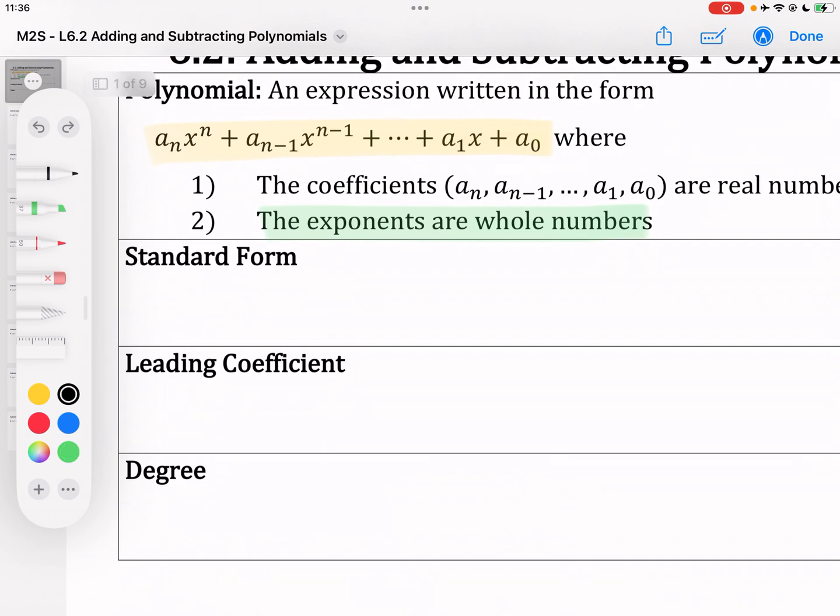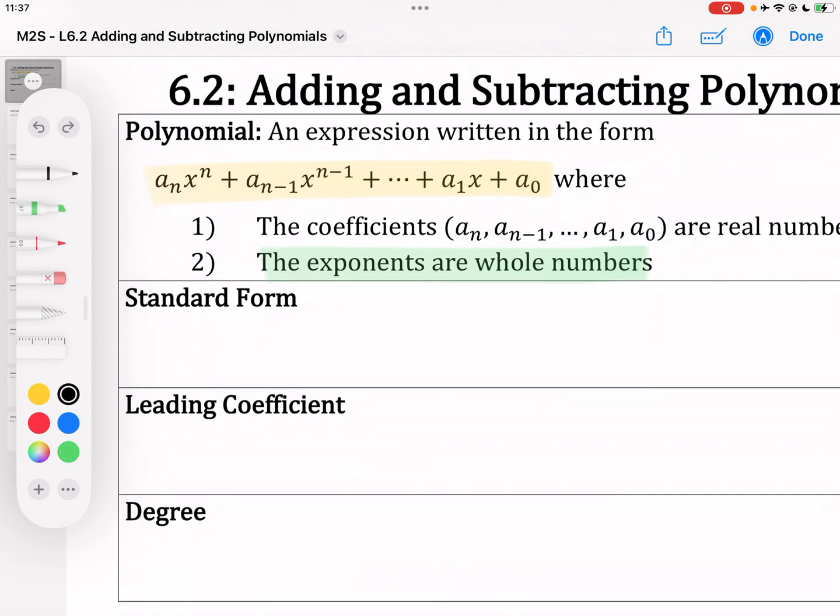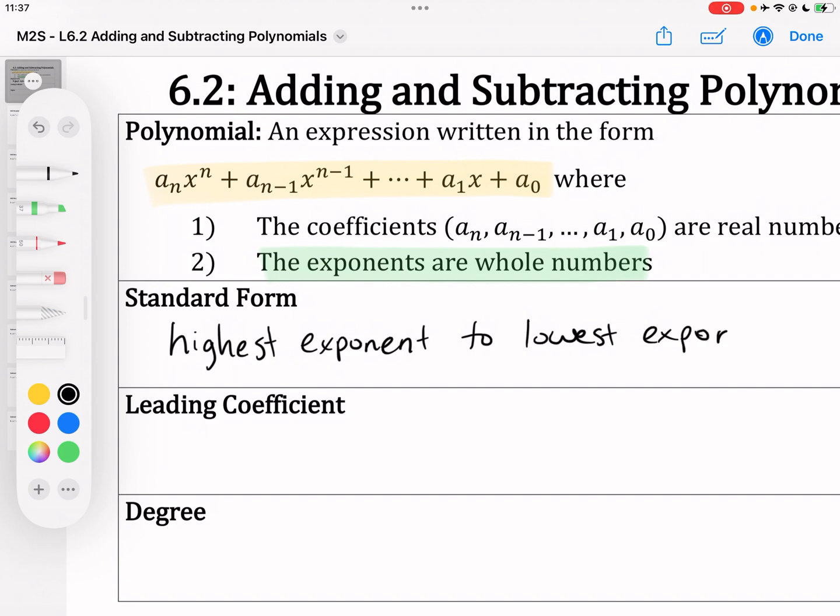Now, when it comes to standard form, when I ask people to put polynomials into standard form, that is the correct order you're supposed to write a polynomial. The correct order is where you put the highest exponent first down to the lowest exponent. And we'll do that when we add and subtract. We'll just make sure they're in the right order.